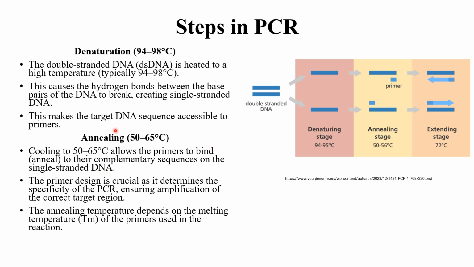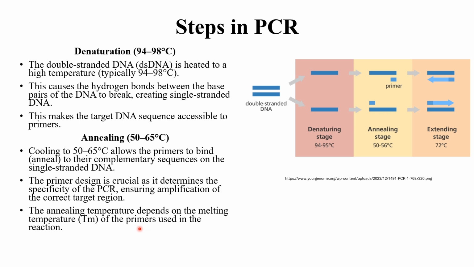The second phase after denaturation at 94 to 95 degrees is annealing. Here we bring the temperature down to around 50 to 65 degrees. This is a range because the annealing depends on the type of primers being used, or the melting temperature of the primers.